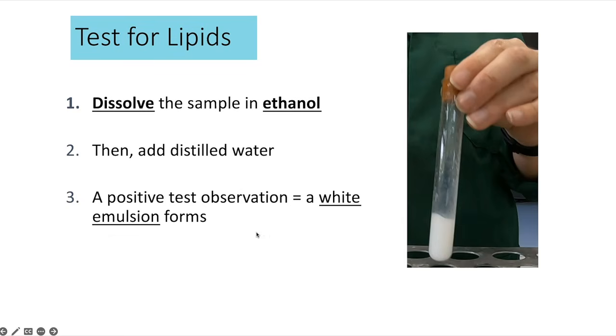Then we have the test for lipids. The first step would be you need to dissolve your sample in ethanol, and to do that you would add ethanol and shake. Once you've done that, then you would add distilled water, and if you have a lipid present, you'd get this white emulsion. And you do have to state the colour, which is white, and emulsion is the description of the fact that you've got this thicker substance. It's not a precipitate, but it's what we call an emulsion.